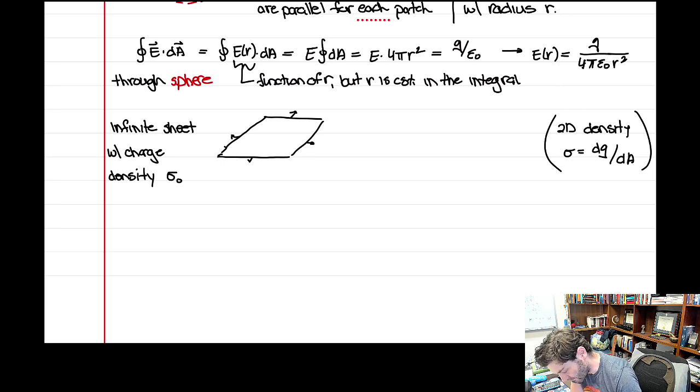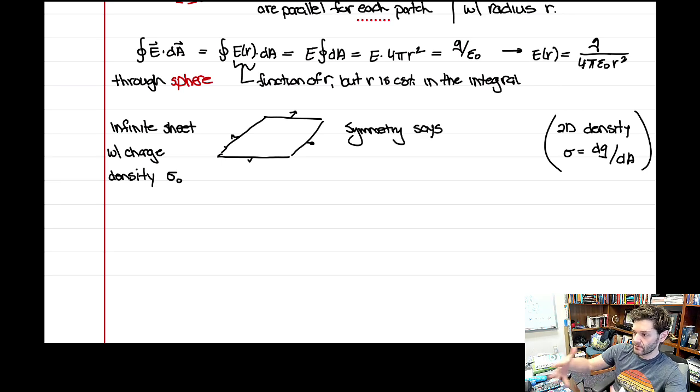So, what do we know by symmetry? We have this sheet that goes off in all directions forever, and we had to ask ourselves what the electric field looks like. And we ultimately said that the electric field has to point directly away from the sheet, perpendicular to the sheet everywhere, and it turned out to be constant, which we will derive.